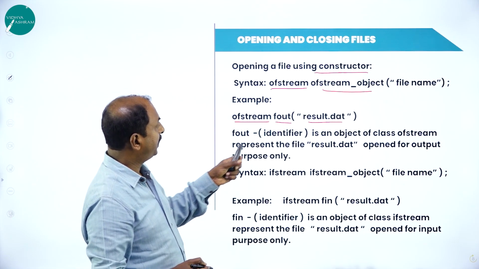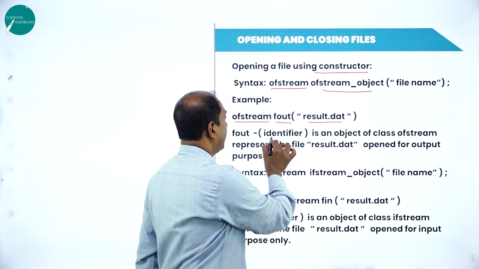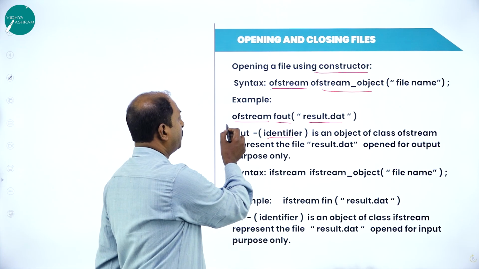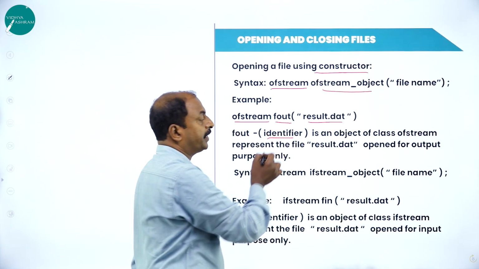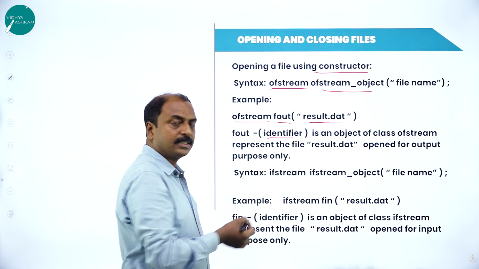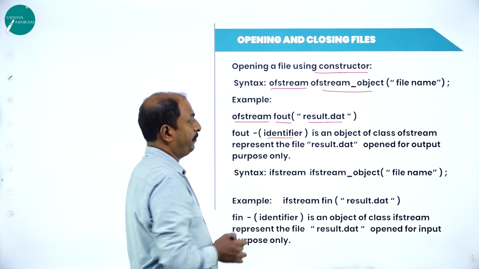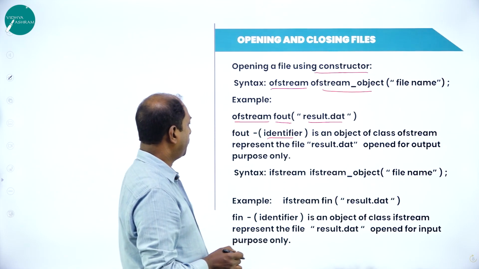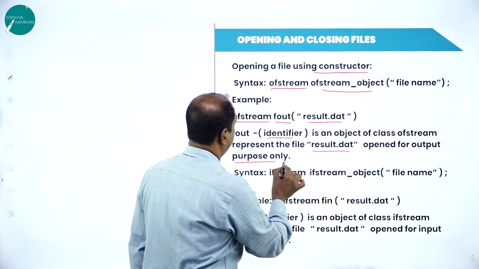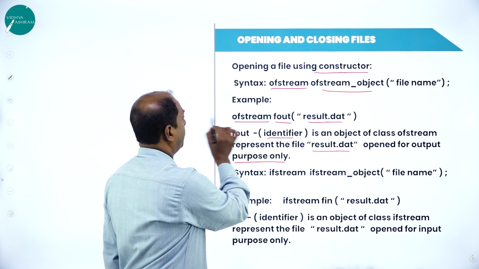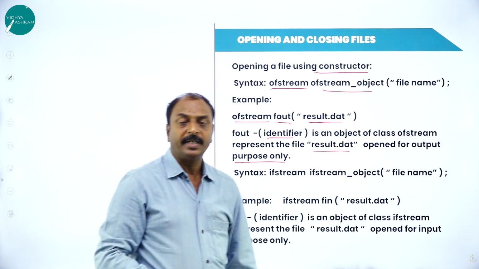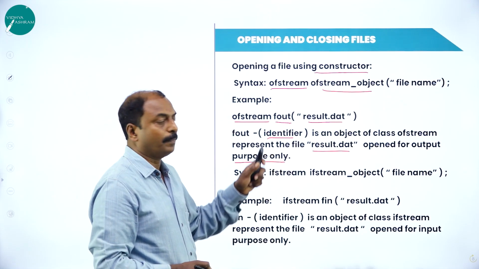So the meaning here is that fout is nothing but an identifier or user-defined name, and it is an object, because ofstream is a class, and anything we write here becomes an object of this particular class. So fout is an object of the class ofstream, and represents the file result.dat. It is opened for output purpose only, because we use ofstream for output. So here the file result.dat is opened for output operation.